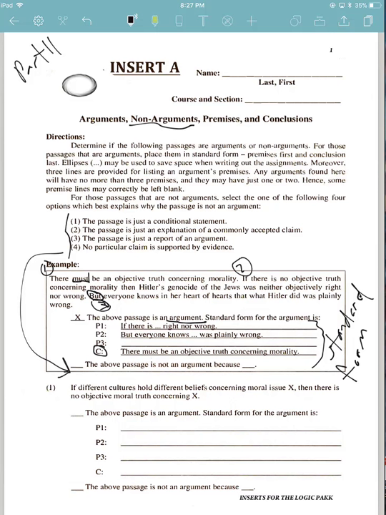When I look at must, I think to myself, whenever you tell anybody they must do something, you want to ask why. So that's typically suggestive of a conclusion. And it actually turns out this is the conclusion, because it's saying there must be an objective truth concerning morality, right? Why? Well, statement 2 says if there's no objective truth, then Hitler's genocide of Jews wasn't right or wrong. And then what else do we know? We know in our hearts that it was plainly wrong. So this is definitely an argument.